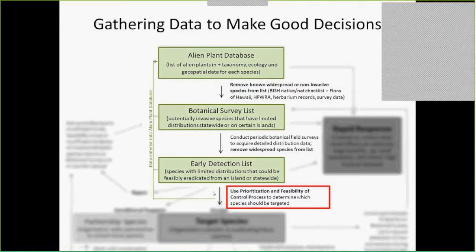But you should be aware that there's a whole upstream set of decisions and gathering of data that feeds into this process. And that includes just getting a pulse on what kind of plants we have here on the island, a botanical survey list. When I do my early detection surveys, what do I look for? And then based on that, which ones seem like they're not too widespread that we can consider to prioritize as target species.